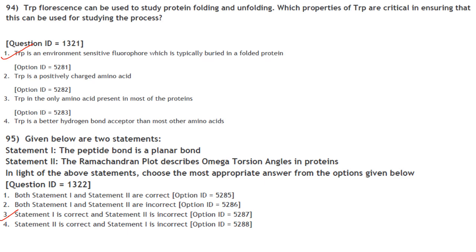Then next one, given below are two statements. Peptide bond is a planar bond. The Ramachandran plot describes omega torsion angles in proteins. In the light of the above statement, choose the most appropriate answer from the options given below.